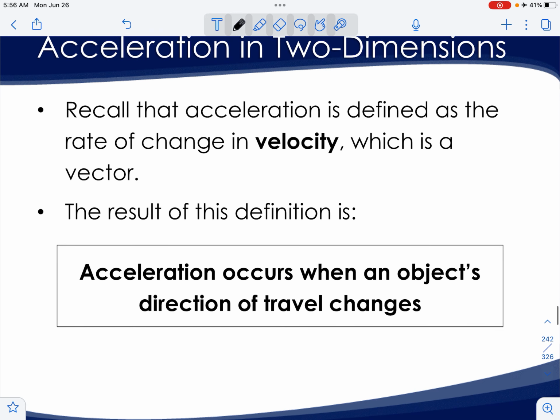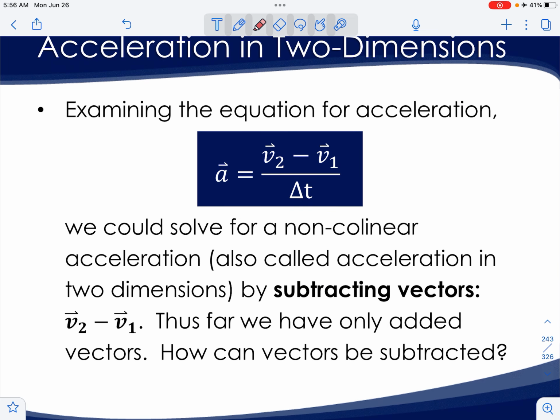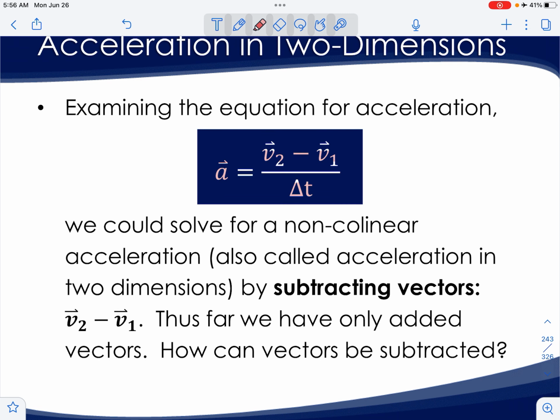Recall that acceleration is defined as a rate of change in velocity, which is a vector. The result of this definition is acceleration occurs when an object's direction of travel changes. Examining the equation for acceleration, we have acceleration is equal to v2 minus v1 over delta t. We could solve for a non-collinear acceleration, also called acceleration in 2 dimensions, by subtracting vectors v2 minus v1. Thus far, we have only added vectors. How can vectors be subtracted?